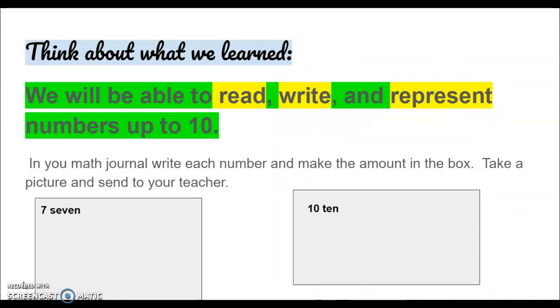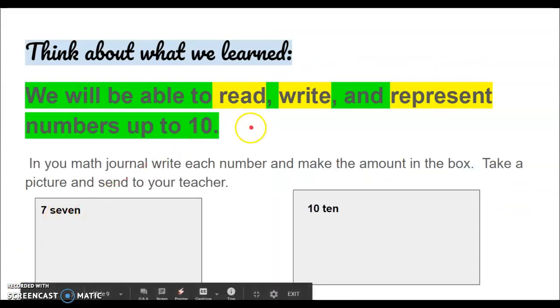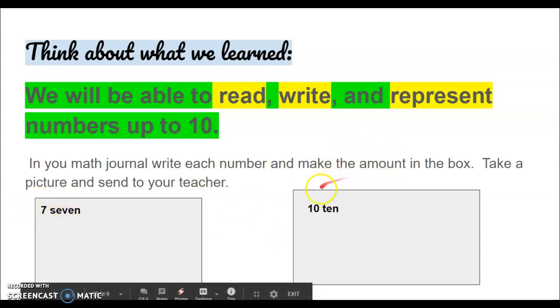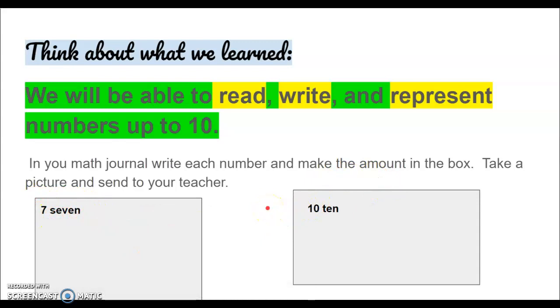Now that you've finished your work, let's think about what we've learned. Did we today, were we able to read, write, and represent numbers up to 10? We were. Yay. Give me a thumbs up if you feel good about that. Good. Okay, now in your journal or on a piece of paper or with your counters, I need you to look at these two numbers. I want you to make them, and someone at your house either take a picture of you making them or take a picture of whatever you made them on, if a piece of paper or in your journal, and send them to your teacher. Thank you so much for joining me for your lesson.